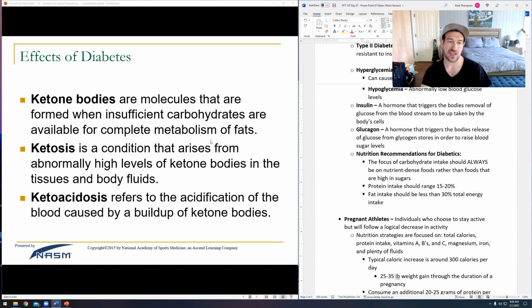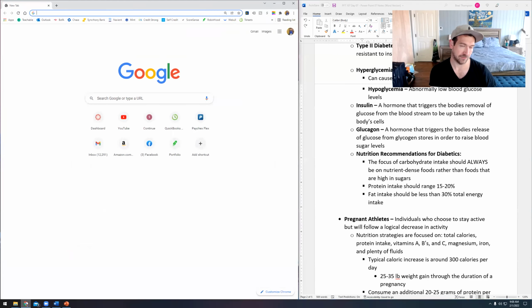So one of the effects of diabetes as well is that your body will start creating ketone molecules, more commonly referred to as ketone bodies. Now you might have heard of ketone bodies if you've ever done any research on a ketogenic diet. So a ketogenic diet, or keto diet, right? Is the idea that you look at a diet like this.